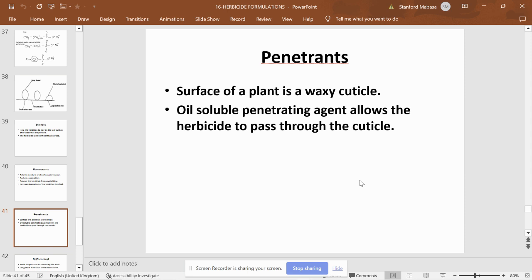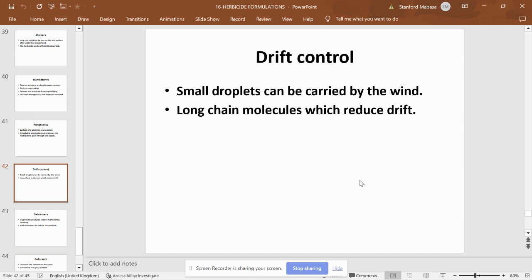Penetrants. The surface of a plant is a wax cuticle. So an oil-soluble penetrating agent allows the herbicide to pass through the cuticle. So they enhance the entrance of herbicides into the plant. We also have drift control. Small droplets can be carried by the wind. So you have long chain molecules which reduce drift, which are added to the herbicides.